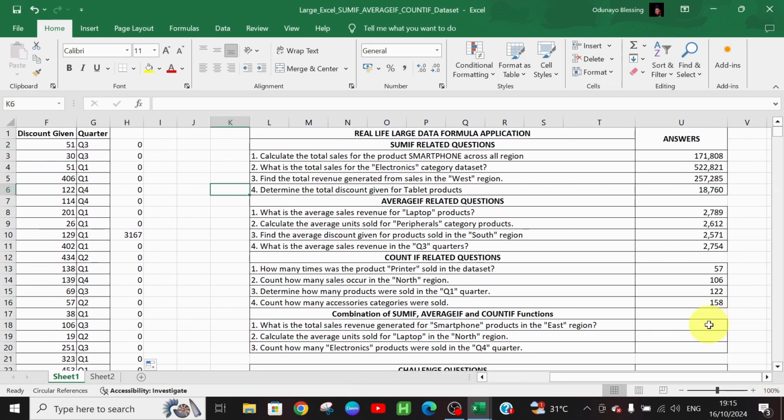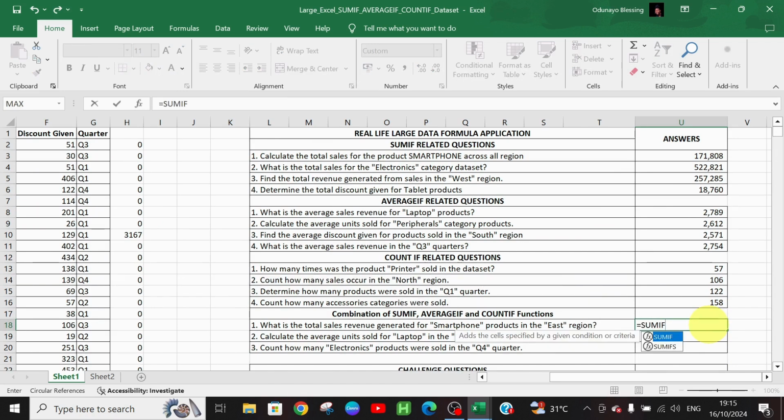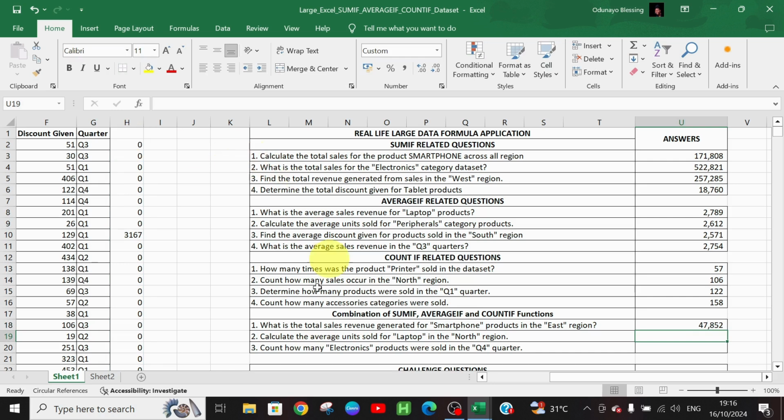So how do you go about using the SUMIF? You can just click here. Then the SUMIF is that the range of the cell is this, A2 to H2, rather H501, provided the figure is greater than 0. Then you close the bracket. So you can see the answer we've gotten, which is 47,852.